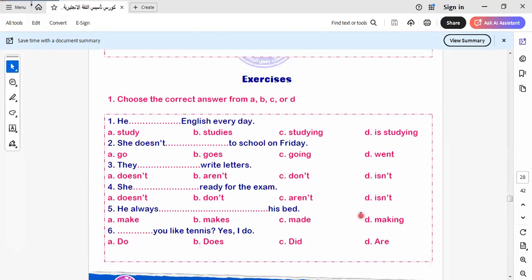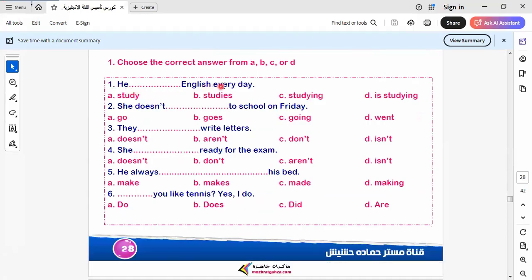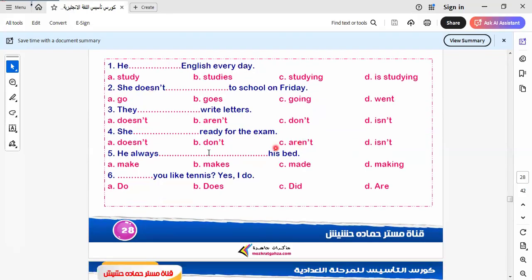I would like to answer some questions to practice on this tense. Here we say he speaks English every day. So here we have he, singular, so it takes what? Studies. She doesn't. So when we have doesn't, I put the verb in what? I would like to hear from you. In the stem form, the affirmative form, to be go. They write letters. So here I use what? I use don't. Why don't? Because they take don't. He, she, it take does. But they take do. Okay.